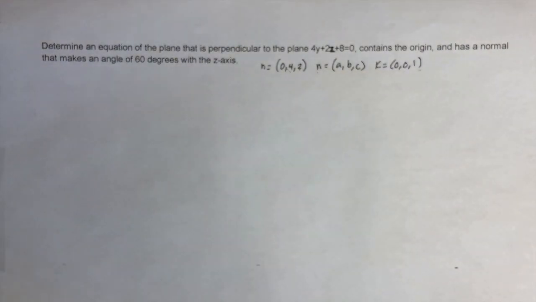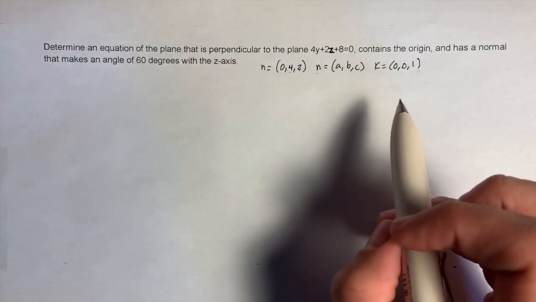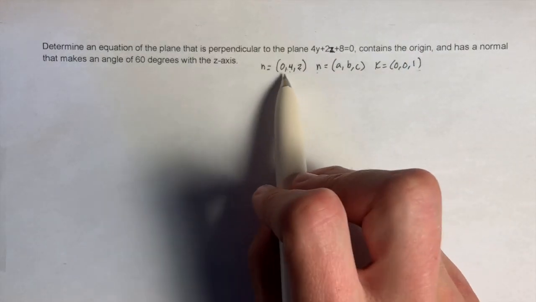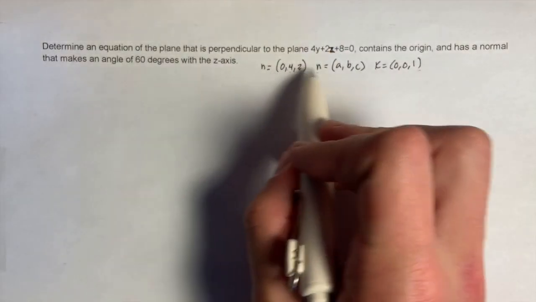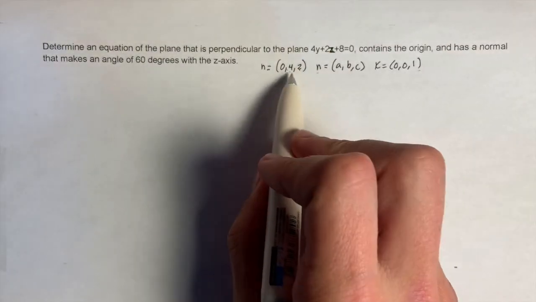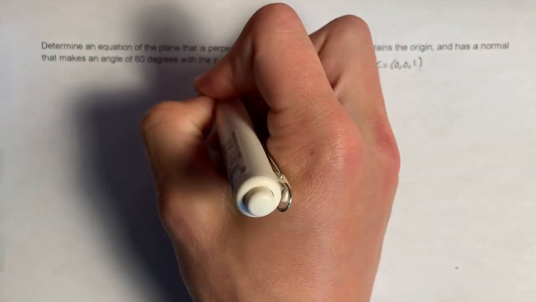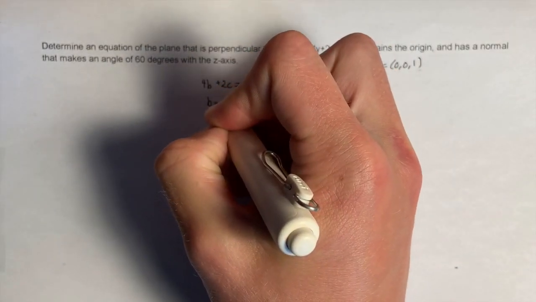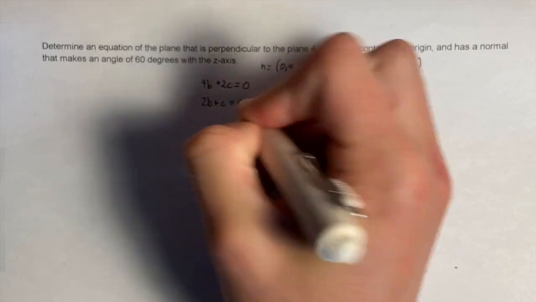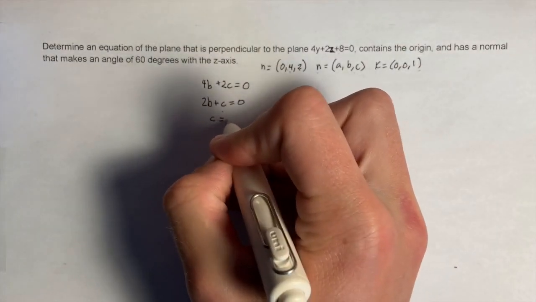So the first step to solving this would be doing our two normals as a dot product. So we do 0 times a, which is 0, 4 times b, which is 4b, and 2 times c, which is 2c. And it equals 0 because they are perpendicular, and perpendicular vectors have a dot product of 0. We can simplify this to 2b plus c equals 0, which would indicate that c is equal to negative 2b.